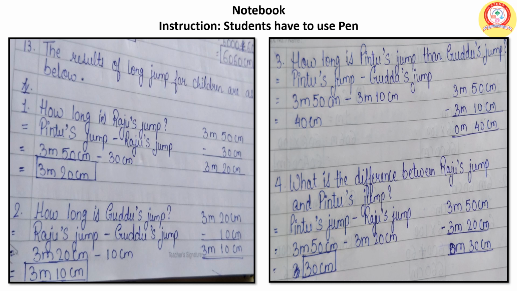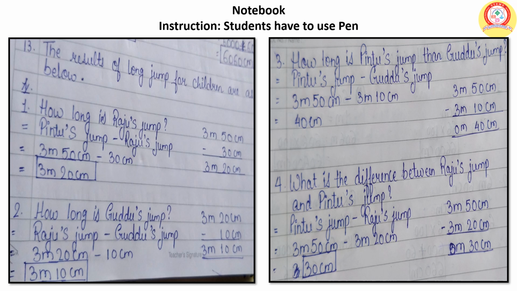Now let's move to question 3. How long is Pintu's jump than Guddu's jump? Pintu's jump is 3 meter 50 centimeter minus Guddu's jump, which is 3 meter 10 centimeter. And when we minus it, we will get the answer 40 centimeter.